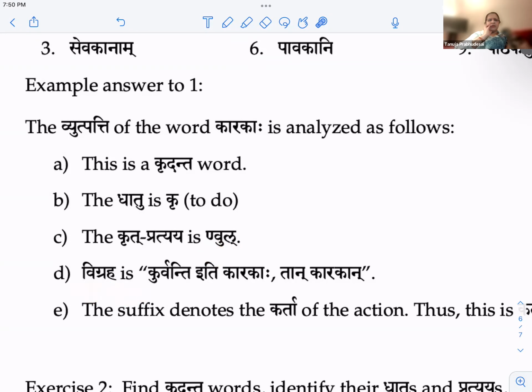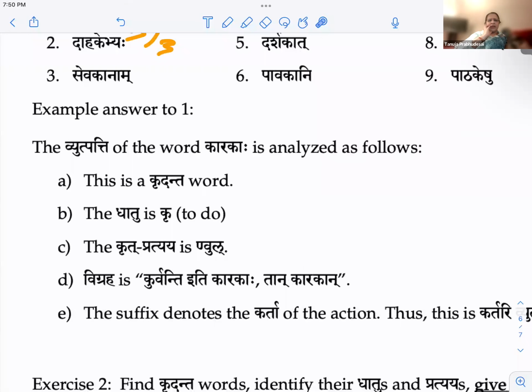So the vigraha is sevante iti sevakaha. Sevakaha. But this is Tesham. Tesham sevakanam. Okay, yeah, perfect. That was great. Thank you. Okay, everyone give her a round of applause.